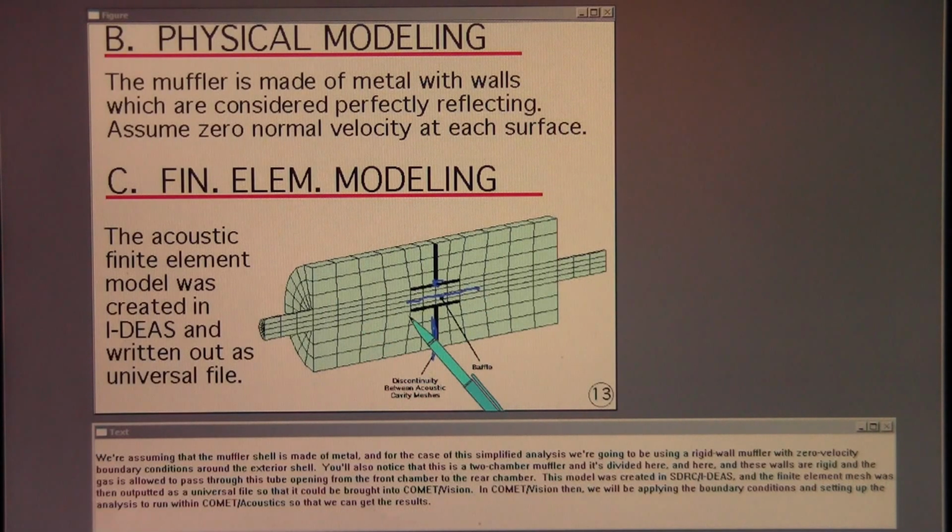This model was created in SDRC Ideas, and the finite element mesh was then outputted as a universal file so that it could be brought into COMET Vision. In COMET Vision then, we will be applying the boundary conditions and setting up the analysis to run within COMET Acoustics so that we can get the results.